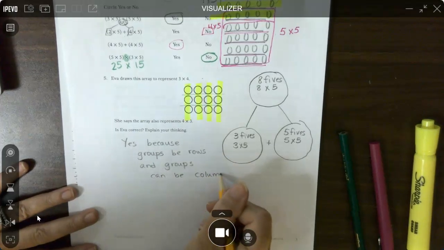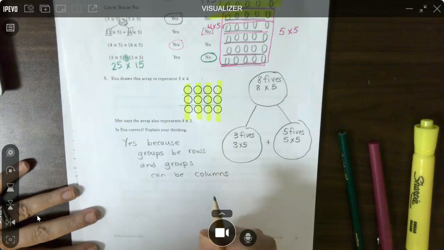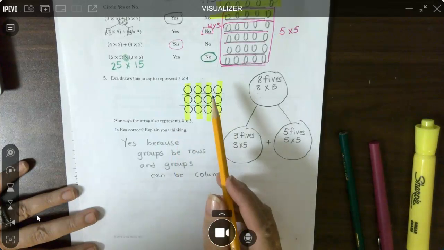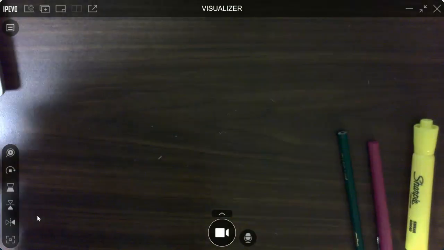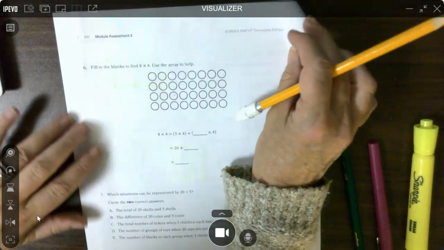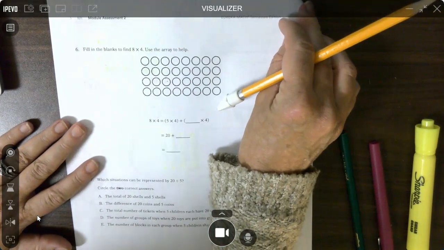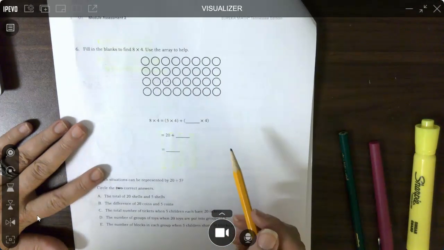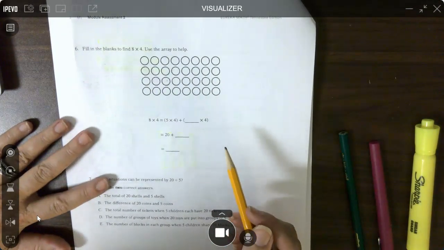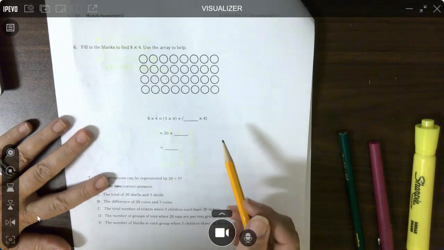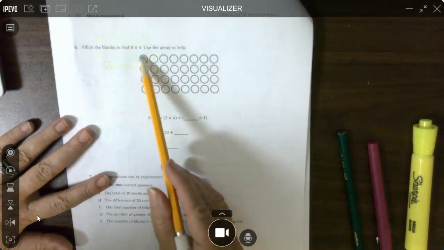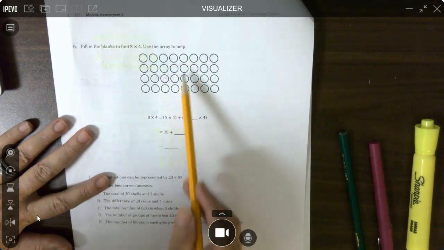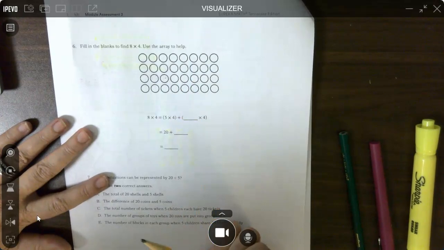It's just explaining that commutative property, that both are going to equal 12. Number 6, fill in the blanks to find 8 times 4 and use the array to help. Okay, again, this is a break apart and distribute strategy, or the distributive property. We have 8 columns that each have 4 things each.